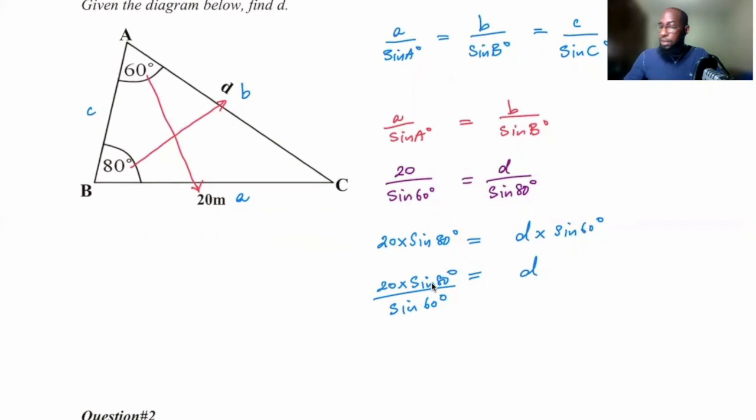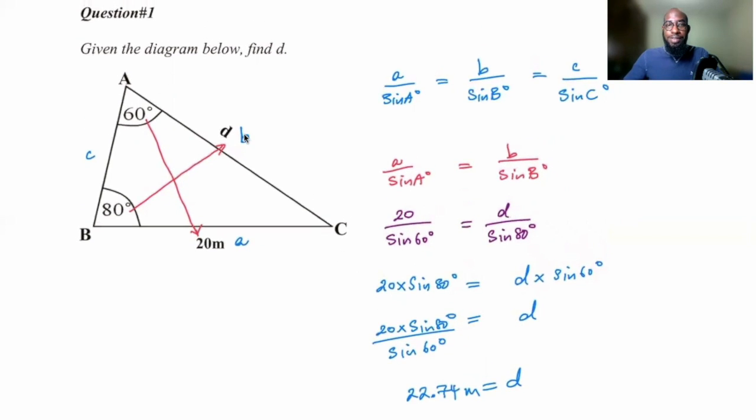You input this in your calculator. Make sure you calculate it in degrees, else you will be in problems. 20 times sine 80 divided by sine 60, right? You will get 22.74 meters. So the answer for the first one, d is equal to 22.74 meters.